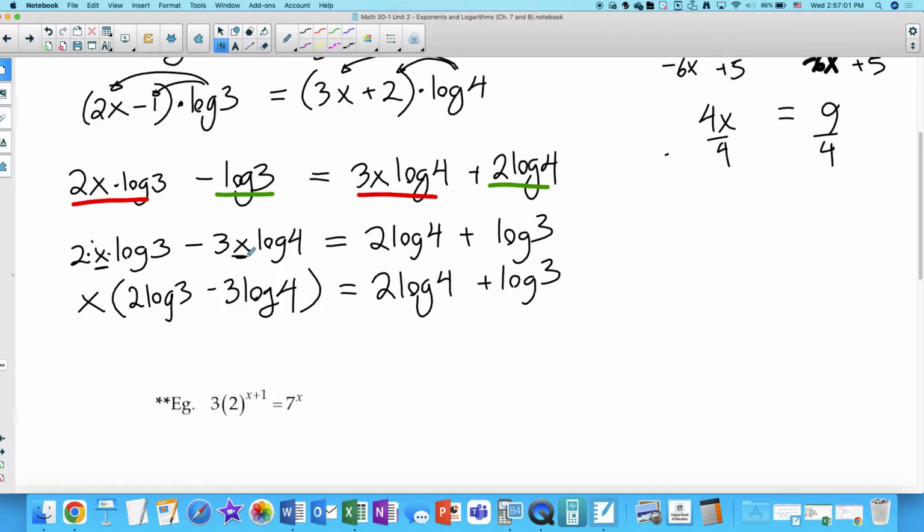Yes? In theory, if you were to redistribute the x, you'd have 2x log 3 minus 3x log 4. But why does the x only go to the 2 and the 3 then? Oh, it could go in any order, right? Because it's going into the a value, it's not going into the logarithm itself.